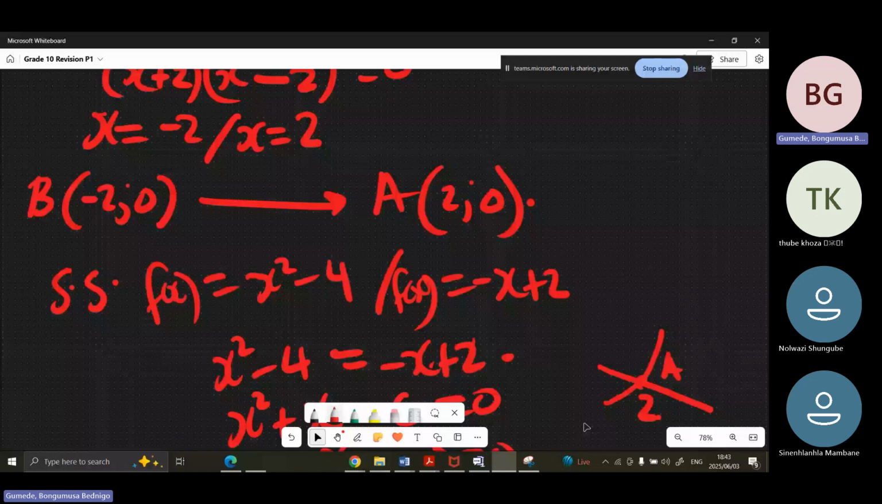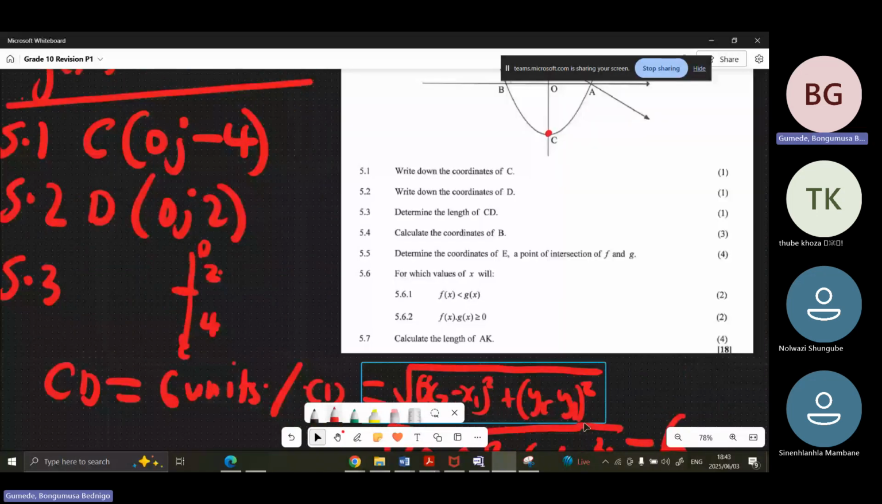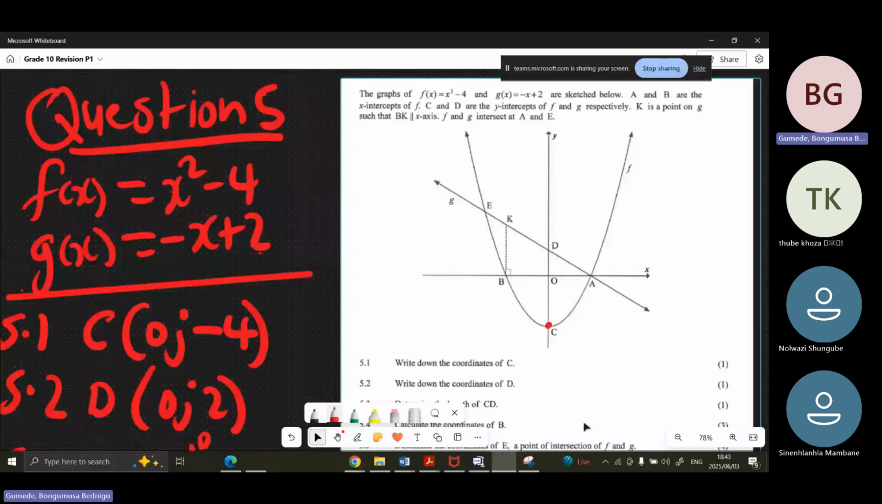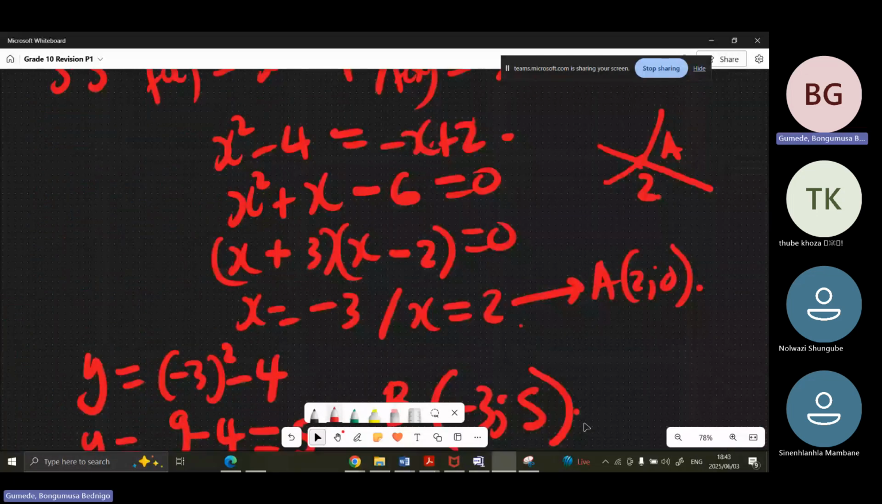Is to positive 5. Not B, sorry, E though. It's A, ne? It's not coordinates of B. It's B. Okay.